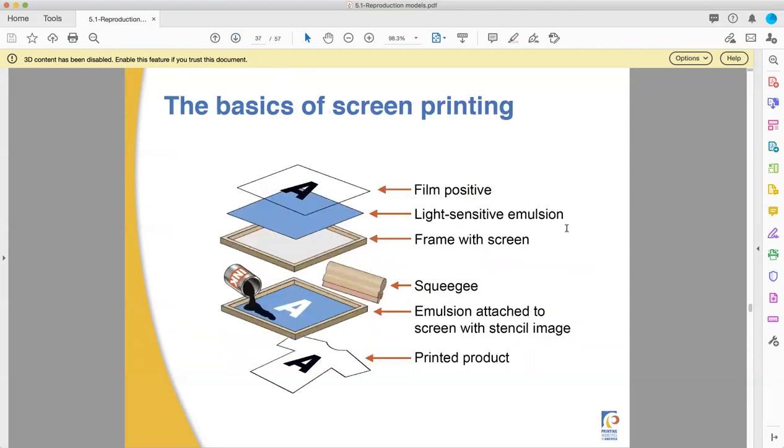Here's the basics, showing a picture of what I talked about. The film positive shows the letter that you want to print in black. You need black to block the light. You have the light sensitive emulsion on the framed screen. The letter on the film positive blocks the light, and that part does not harden. Then when you wash it out, you have a hole in the shape of whatever your picture was. Then you can force ink with a squeegee through that onto, hey, look, a t-shirt.